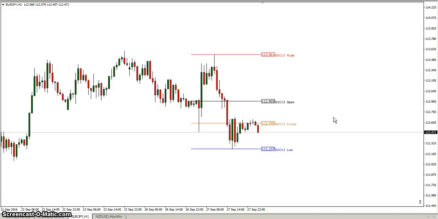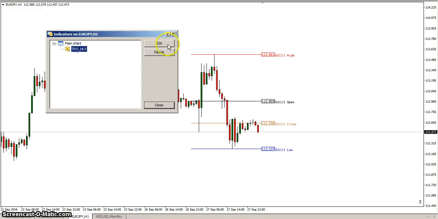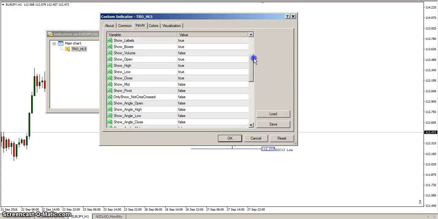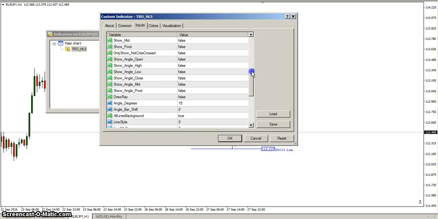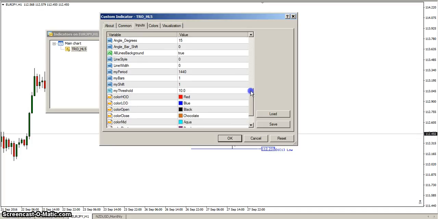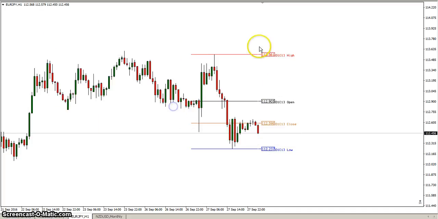Okay, so hopefully you get an idea of the power of Tro Hl5. I'm trying to see, was there anything that I didn't show you? We already did the angles in the other video. Oh yeah, there is one other thing. So we've got the daily.